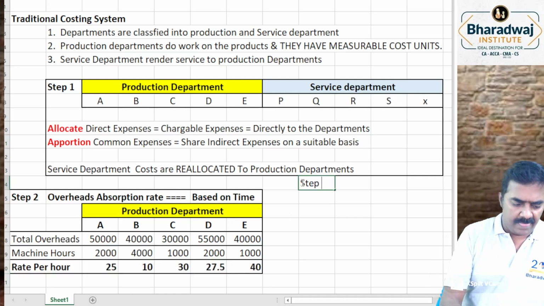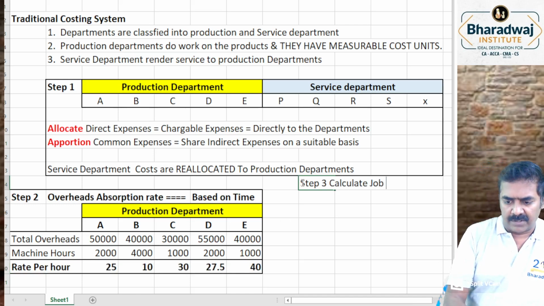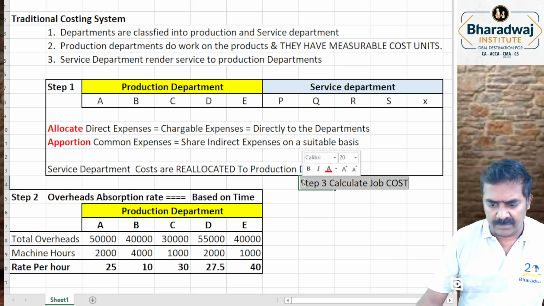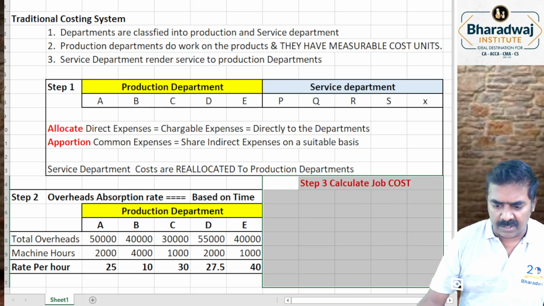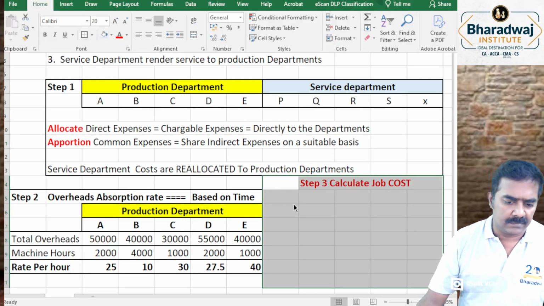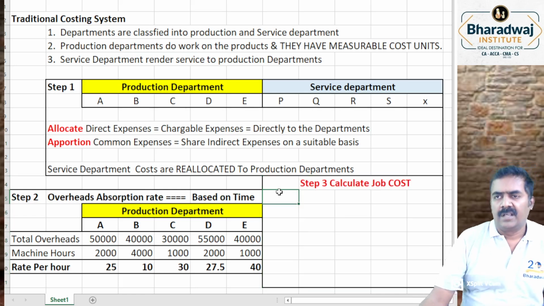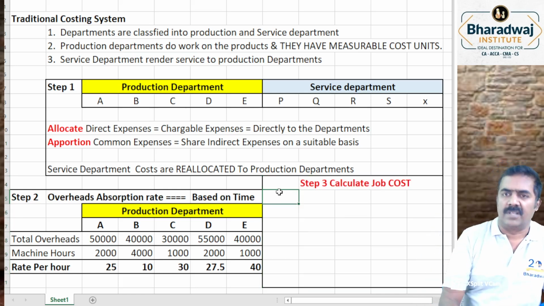Step 3, calculate job cost. Calculate which one? Job cost. How to calculate the job cost? A customer will come with an order.